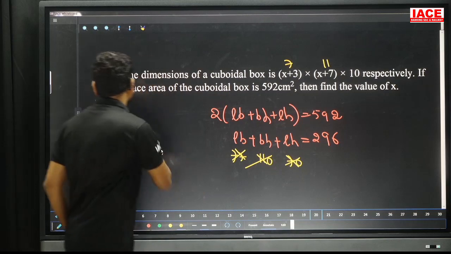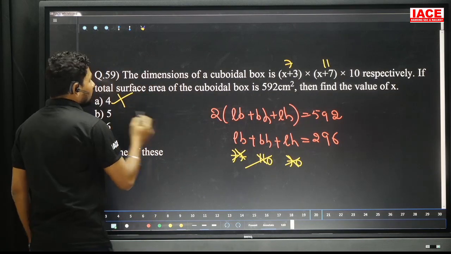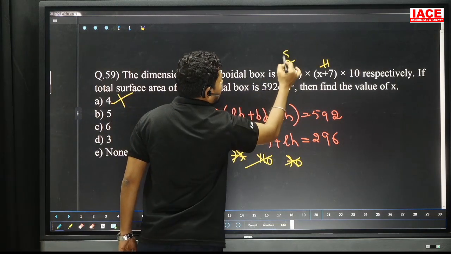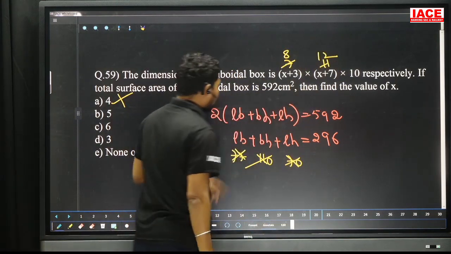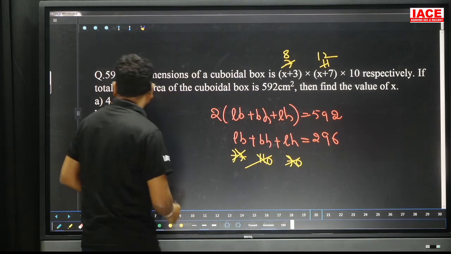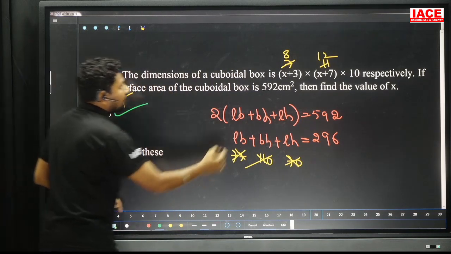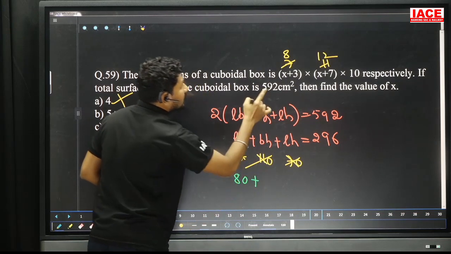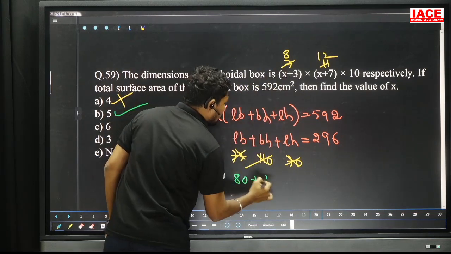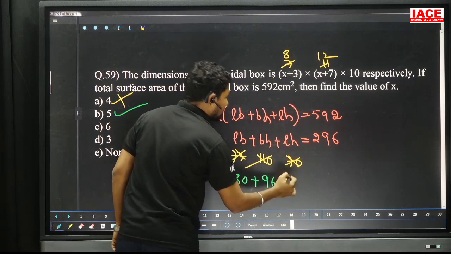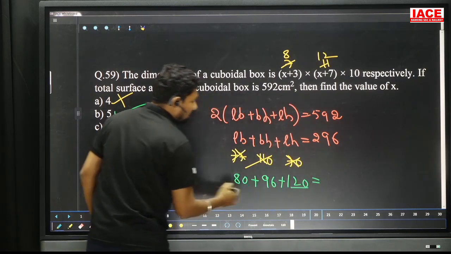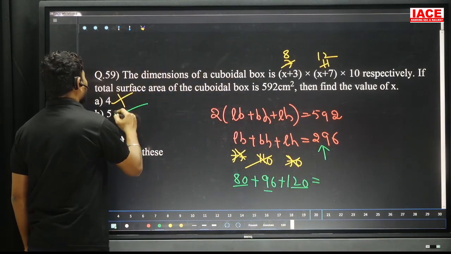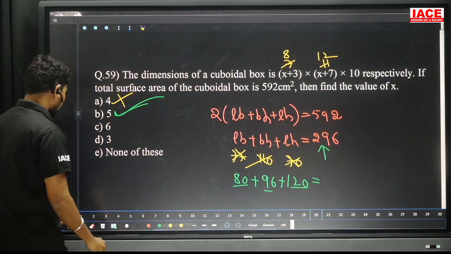Next, go for the fifth option. Substituting 5, it becomes 8, 12 and 10. We are checking with 5. 5 plus 3 is 8. 8 10s are 80, plus 8 12s are 96, plus 12 10s are 120. Look at it: 120 plus 80 is 200, 200 plus 96 is 296. That means our answer is perfectly right with option B. Option B for this question.